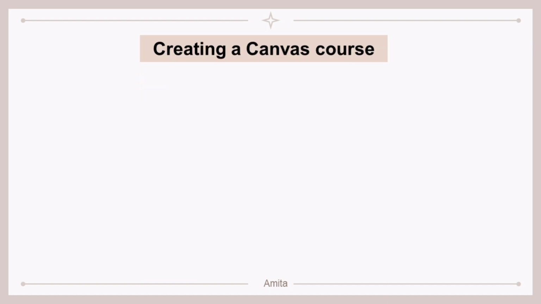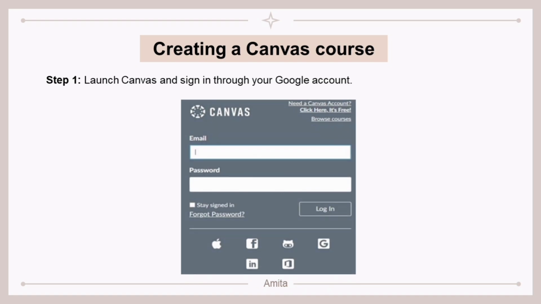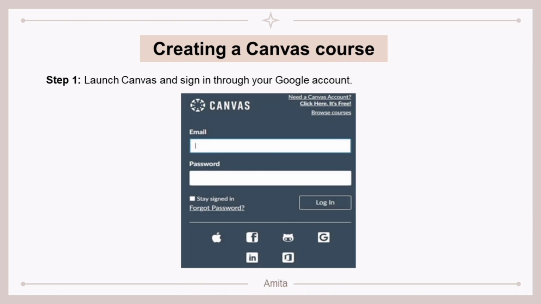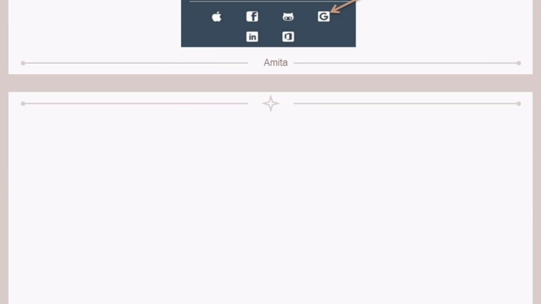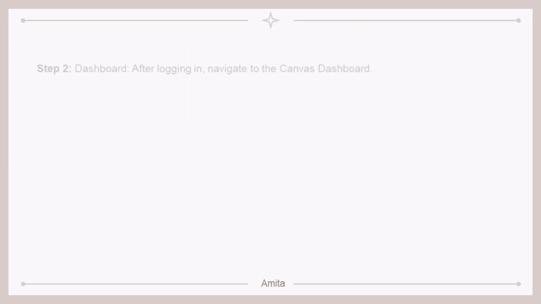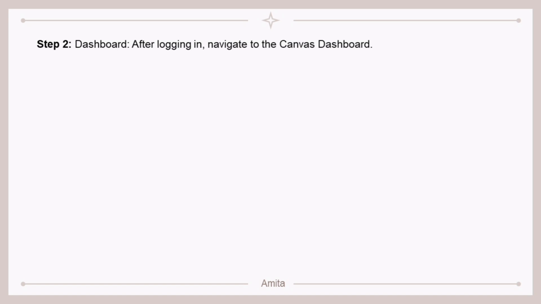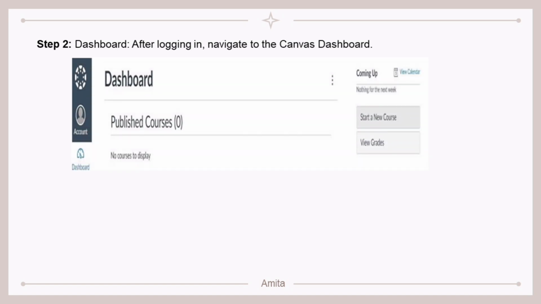Now, how to create a Canvas course? For this, step 1 is to launch Canvas. Sign in through your Google account. You can also create a free account, or you can create a Google account with which you can directly sign in to Canvas. Step 2: after login, you can navigate to the Canvas dashboard, which looks like this.